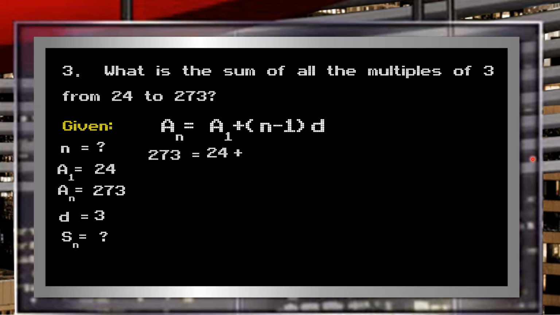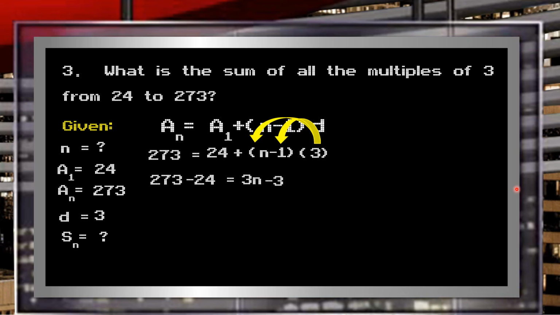Plus, wala tayong n minus 1, pero meron tayong difference na 3. So, we have 273. Lipat natin yung positive 24 sa kaliwa. So, we have negative 24. Times, yung 3 multiply natin sa n, we have 3n. And then, yung 3 ulit, multiply natin sa negative 1, we have 3 times negative 1 is negative 3.